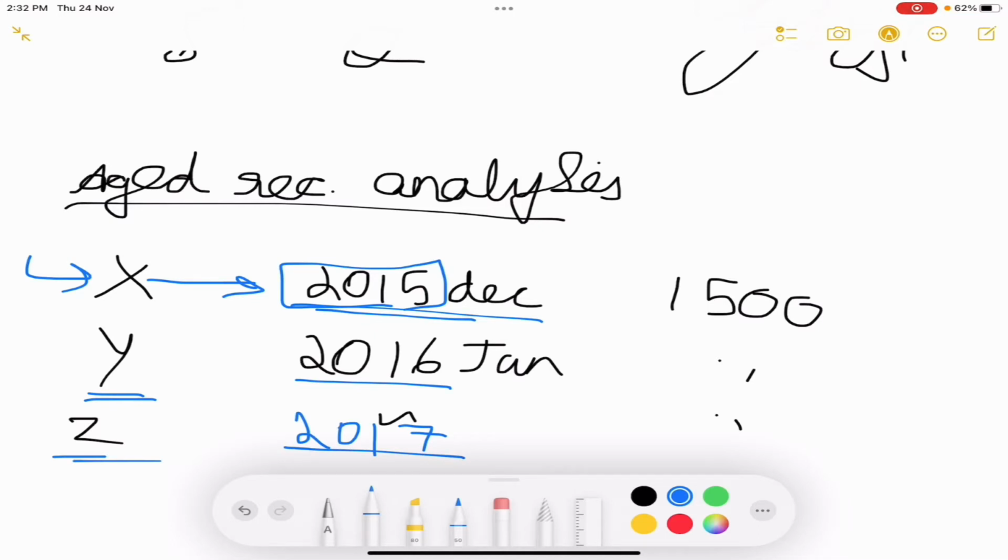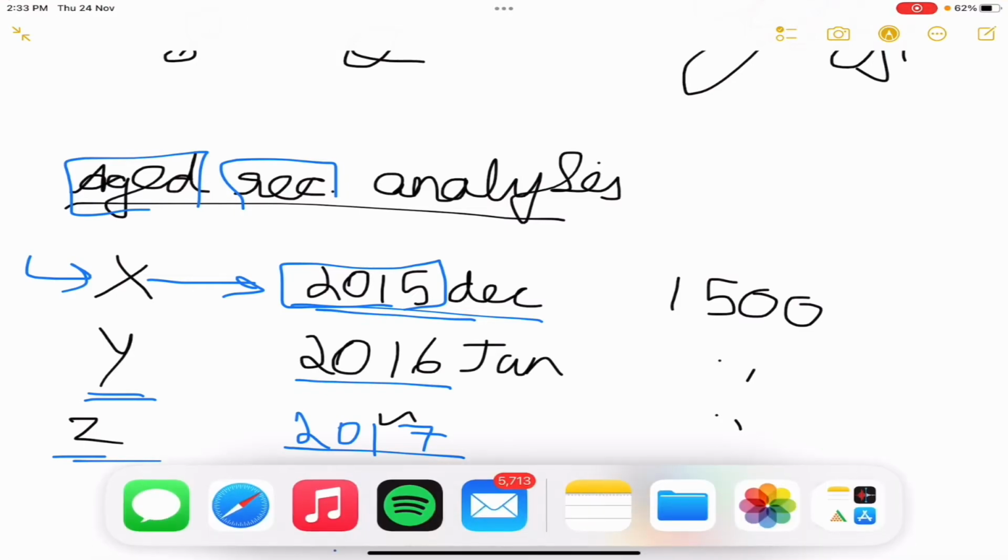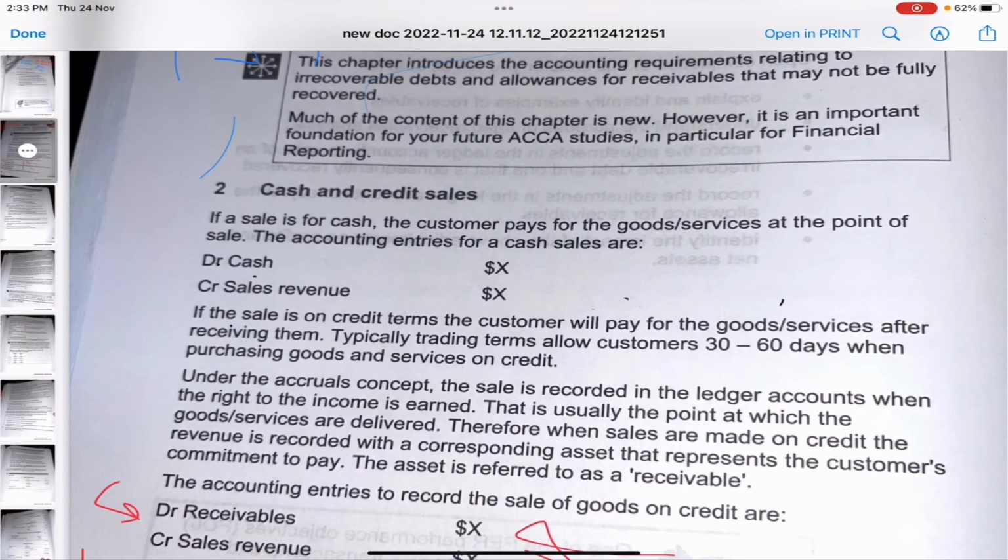So you are going to do the aged receivables analysis. The business is going to do an analysis as to who is the oldest debtor, and they will go and ask the oldest debtor to repay the debt first. So that is what is known as aged receivables analysis.